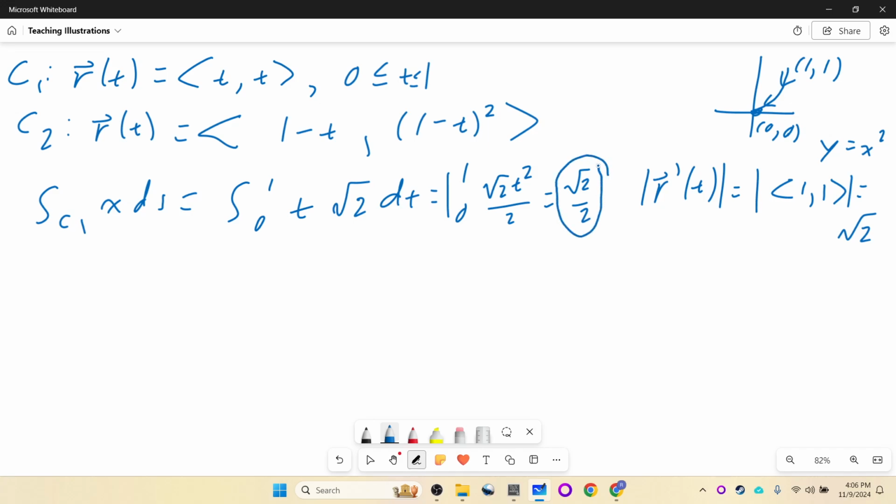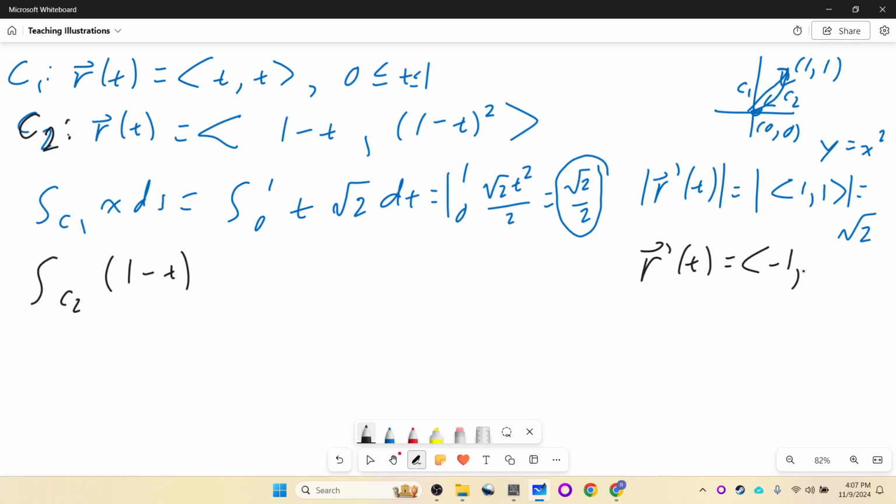So that is C1. That is this part of the curve. The back path is C2, and that one's going to be a little harder. C2 is, okay, x is 1 minus t. Now, again, we need the r prime, so let's see. I'll mark this in black just so it distinguishes it. R prime of t would be -1, and then 2 times 1 minus t times -1. So that becomes -1.